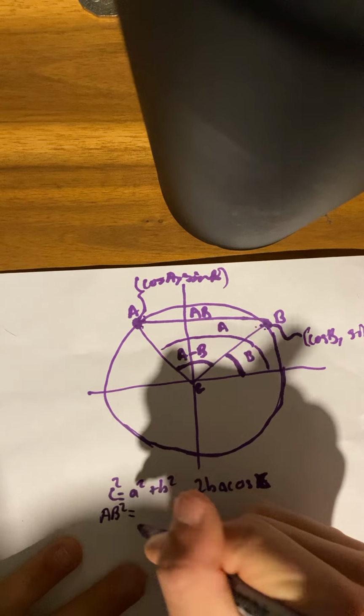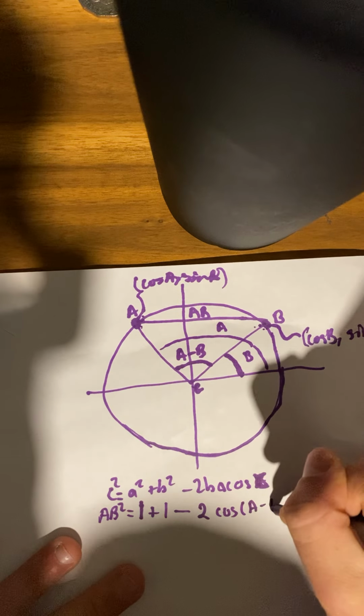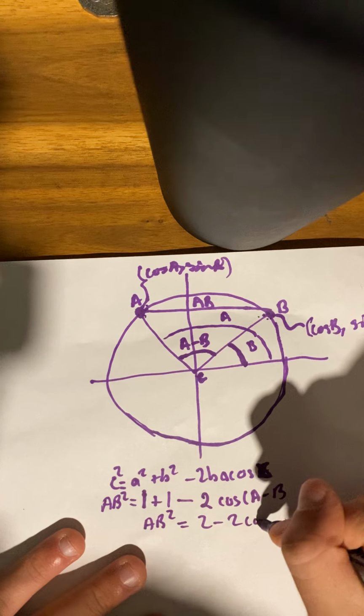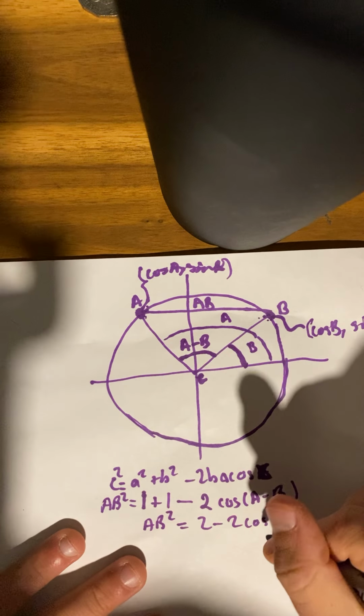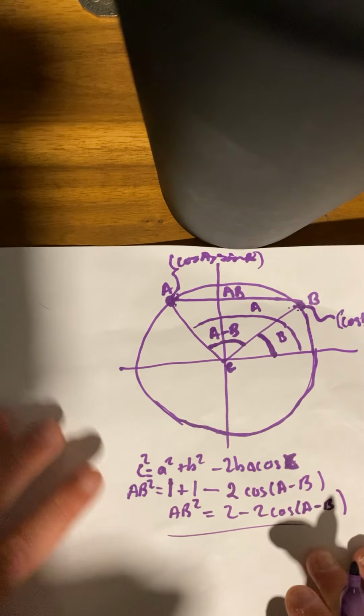equals A squared, which is simply 1, because we know it's a unit circle, and that's the same with BC. So B is also 1, and then we're subtracting 2 times cos of this angle C, which is A minus B. And then if we simplify that, we get AB squared equals 2 minus 2 cos(A minus B). So that's one part of the equation.